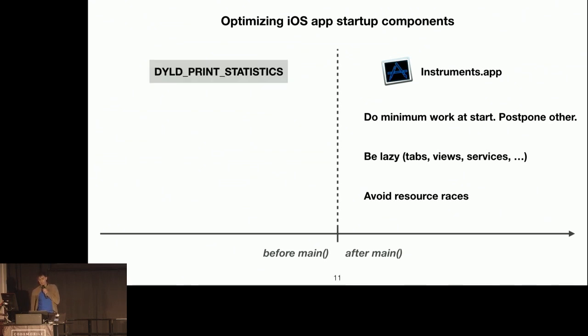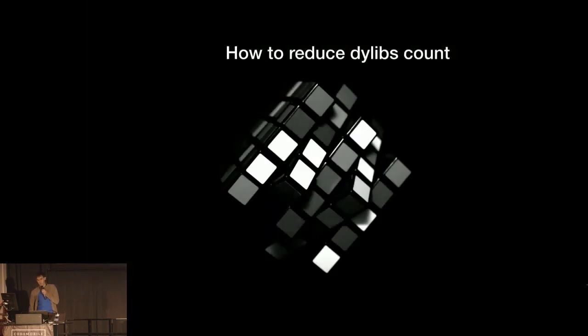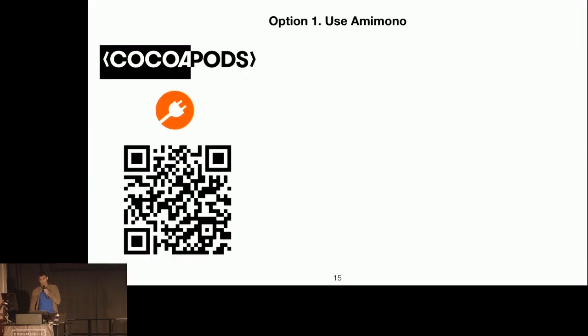And before main, we can realize what's going on using the dyld print statistics environment variable, which in most of the modern projects shows that dynamic libraries loading is the main issue. And why is that? Just because there are lots of those dynamic libraries in those applications. So this brings us to the question of the talk, how to reduce dynamic libraries count. And actually there are two main approaches to this.